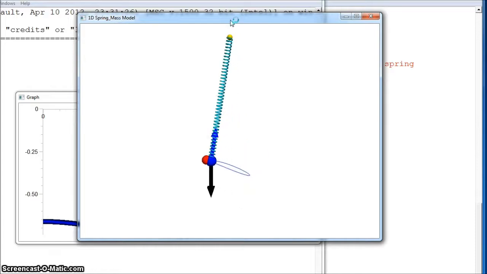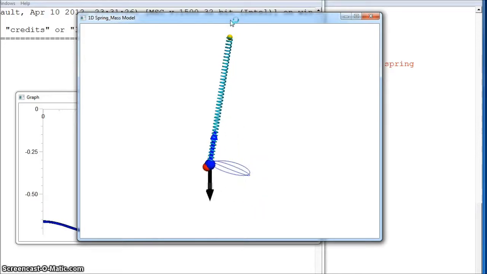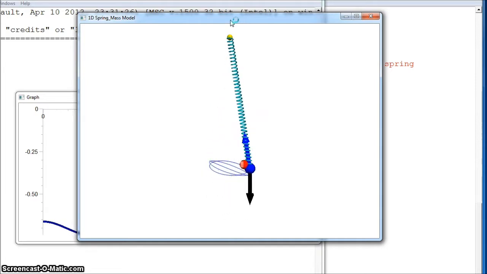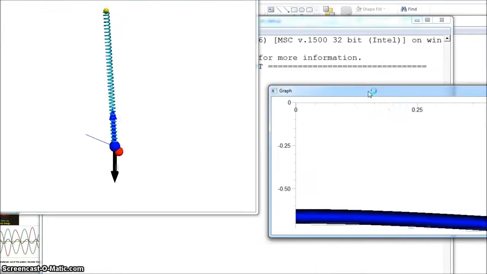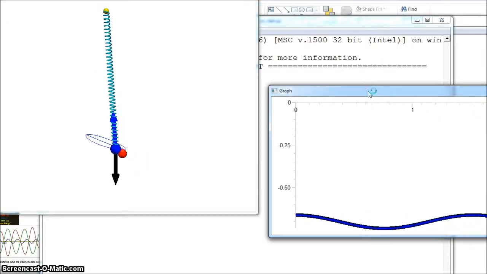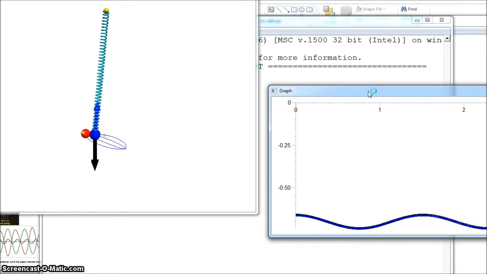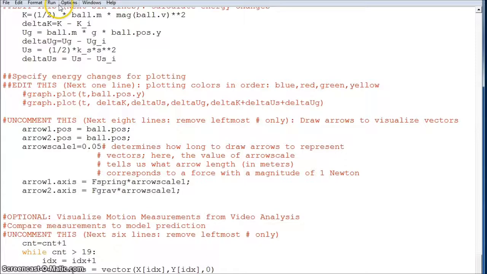If we run the program, the blue ball attached to the spring is our predicted model, while the red ball is the observed data as captured by Tracker. From this view, we see that they are somewhat close. Note in the visualization, the blue arrow pointing up is the spring force, and the black arrow pointing down is the gravitational force. We can also look at the visualization of the motion measurements from the video analysis.